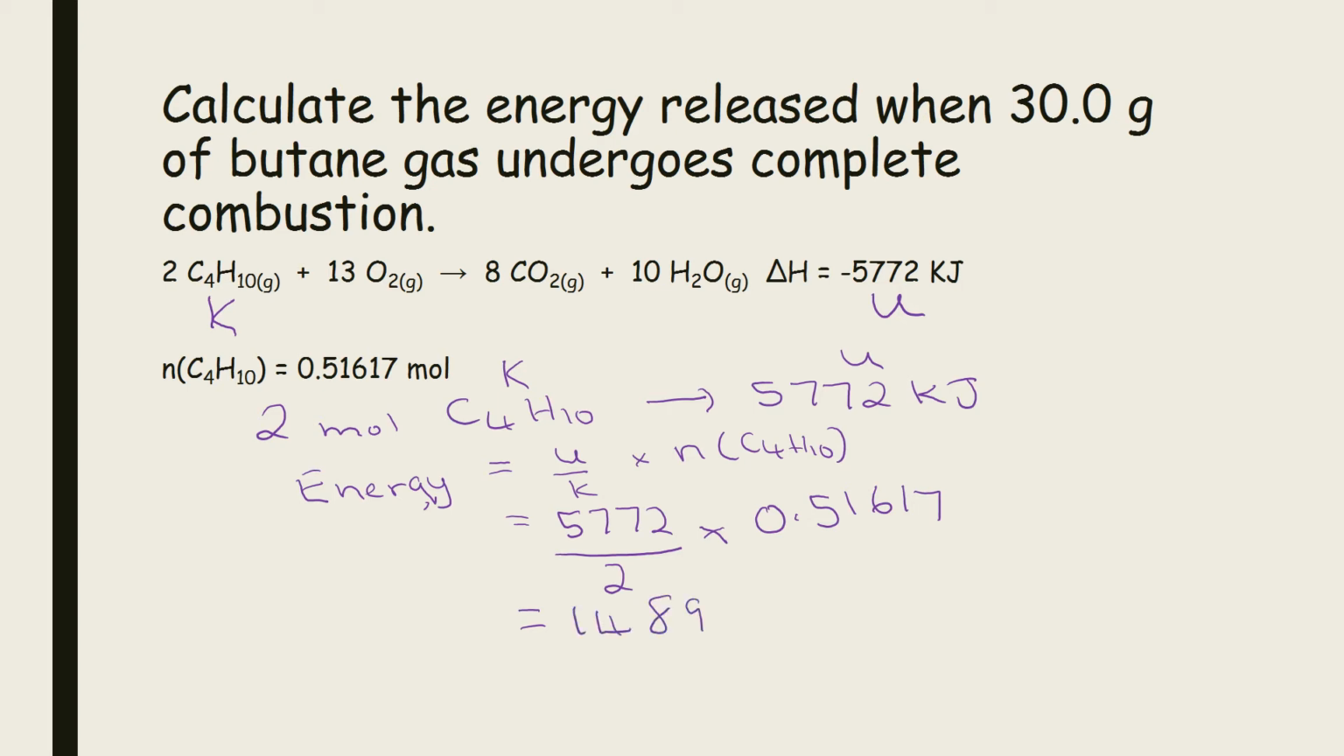1,489 kilojoules. Or, because there's only 3 significant figures here, 1.49 by 10 to the 3 kilojoules released. Please note there's no such thing as a negative amount of energy. This change of H, this negative number here tells us it's being released. You shouldn't have a negative amount of energy in your answer.